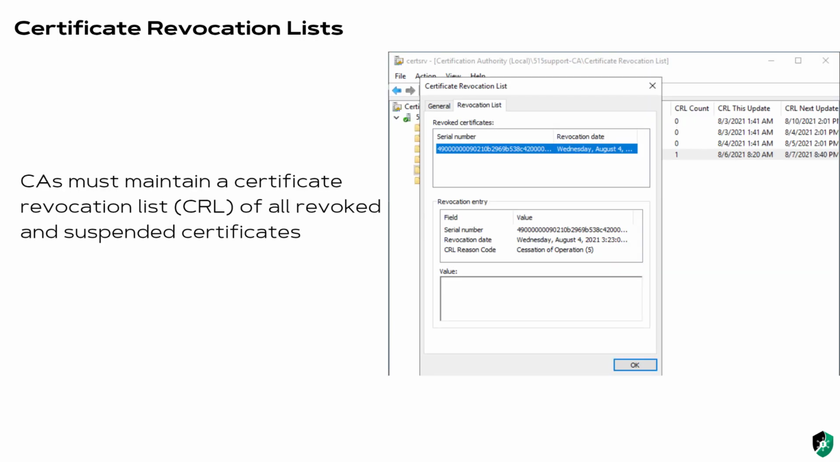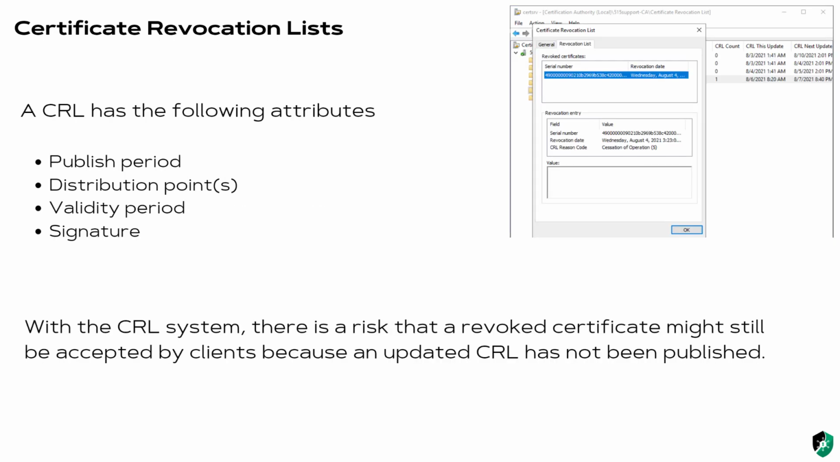All right. Now, let's take a look at this example right here on the right. You can see the certificate revocation list. We have the serial number right there, the revocation date, and then you can see the reason code is number 5, cessation of operation. So certificate authorities must maintain a certificate revocation list, CRL, of all revoked and suspended certificates. Now, a certificate revocation list has the following attributes. It's going to have the publish period, the distribution points, validity period, and then the signature.